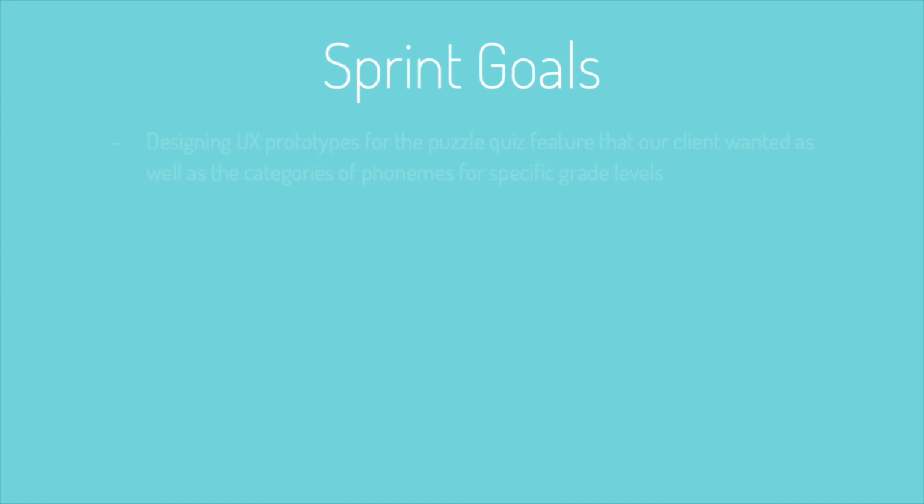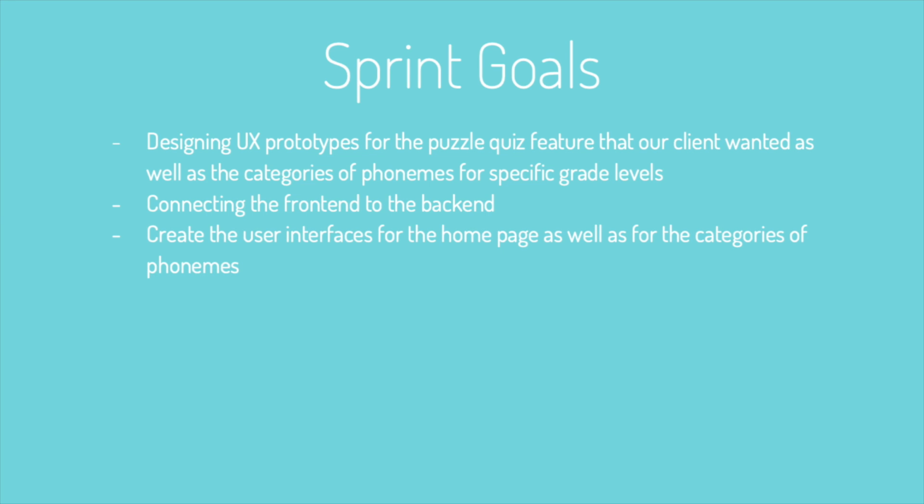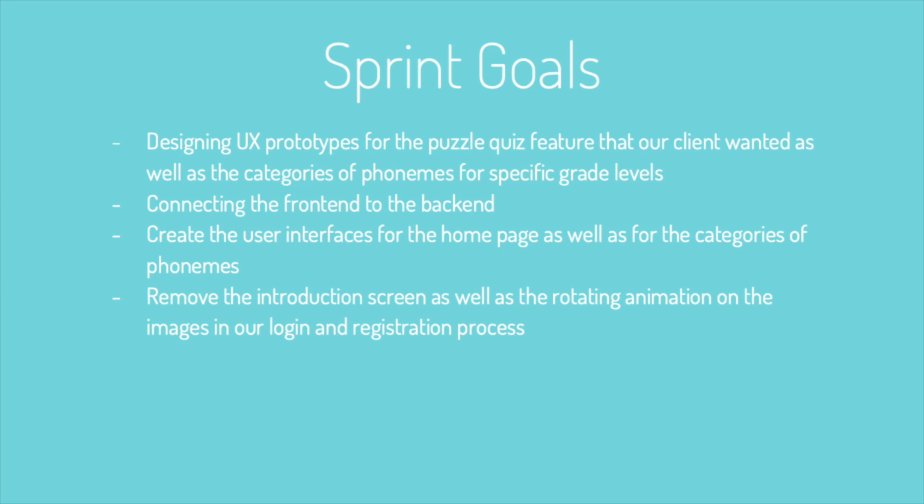Our goals for the sprint include designing UX prototypes for the puzzle quiz feature that our client wanted, as well as the categories of phonemes for specific grade levels. Connecting the front end to the back end was a goal that carried over from Sprint 1. We plan to create the user interfaces for the homepage, as well as for the categories of phonemes. Our final goals for the sprint were to remove the introduction screen, as well as the rotating animation on the images in our login and registration process.